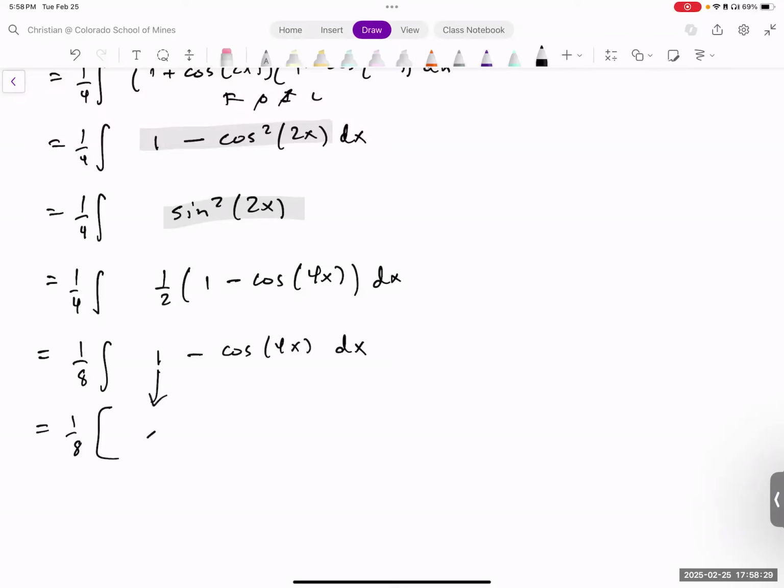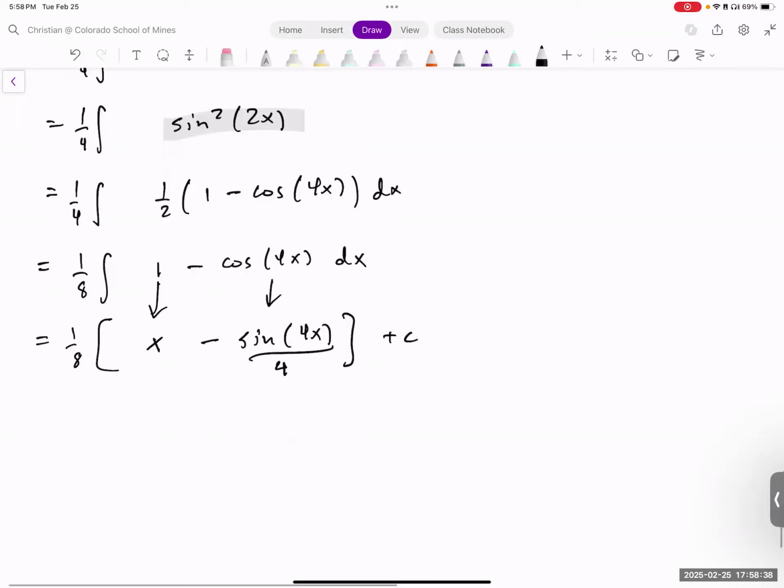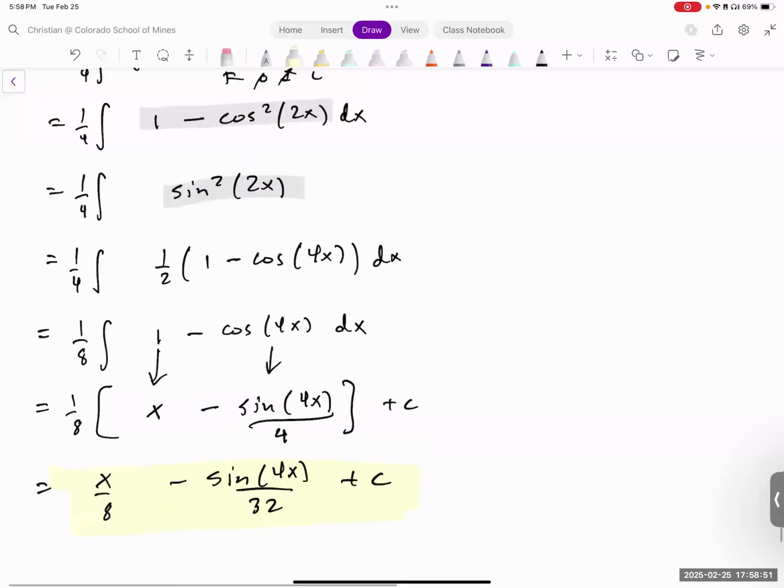The 1 anti-differentiates to x. We have sine of 4x over 4 plus c, so it's x over 8 minus sine 4x over 32. Definitely quicker, easier to handle, but that's how that works out.